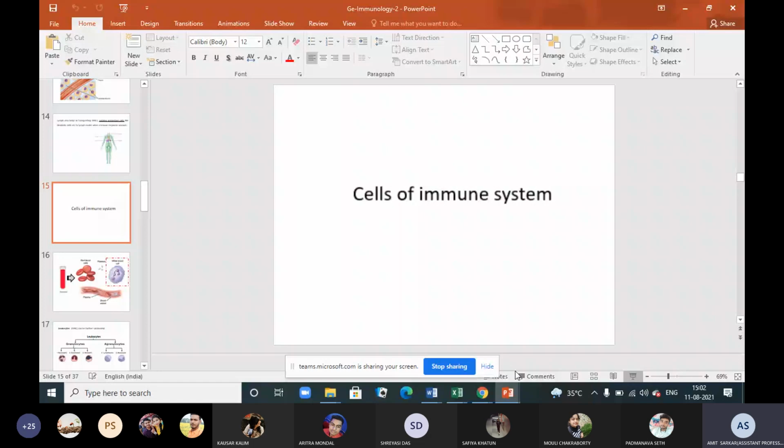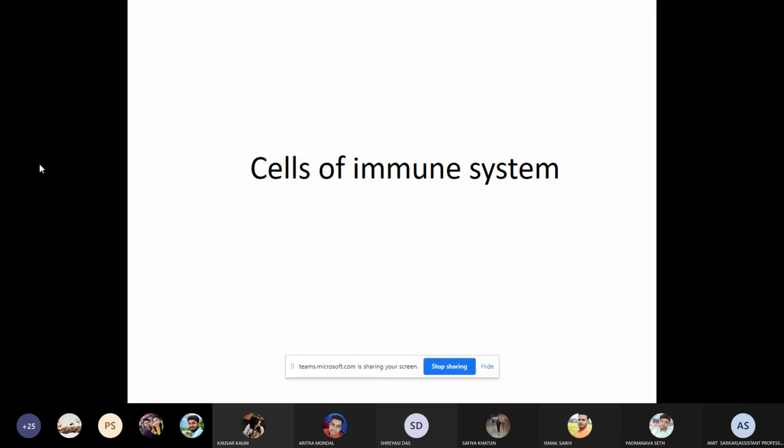Today, we'll be focusing on the cells of the immune system. I still didn't get the full screen mode here. So let's continue in this way. So, cells of the immune system. Please confirm whether my slide is moving or not. Is it moving? No, sir. Okay, so still in the first slide, cells of immune system. Let's continue. Hopefully it will come.